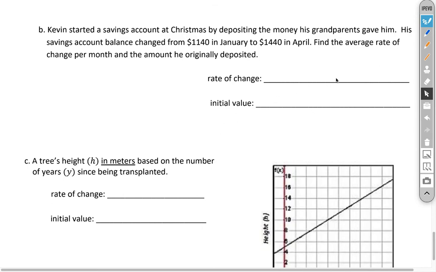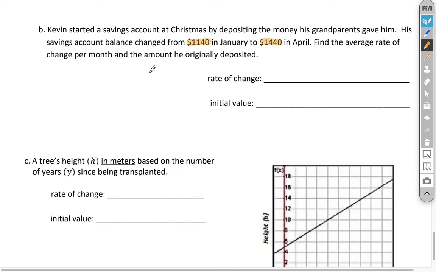All right. Kevin started a savings account at Christmas by depositing the money his grandparents gave him. His savings account balance changed from $1,140 to $1,440 in April. Find the average rate of change and the amount he originally deposited.